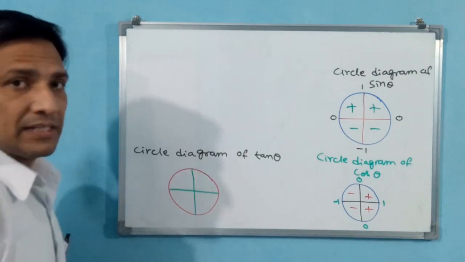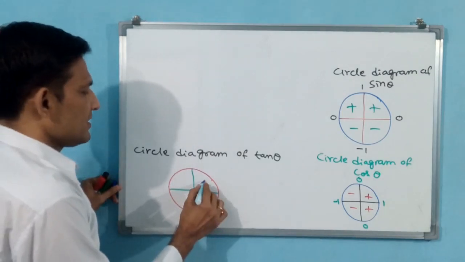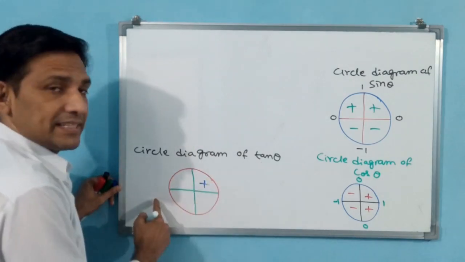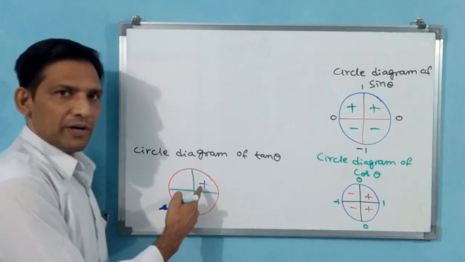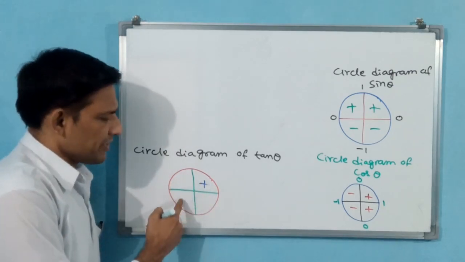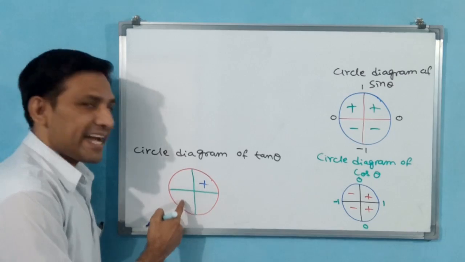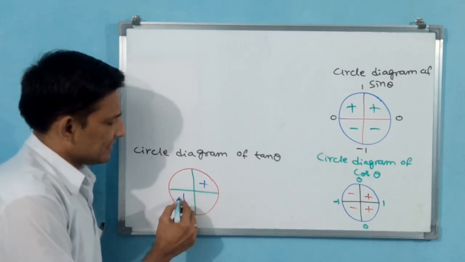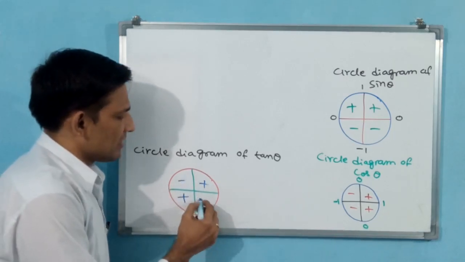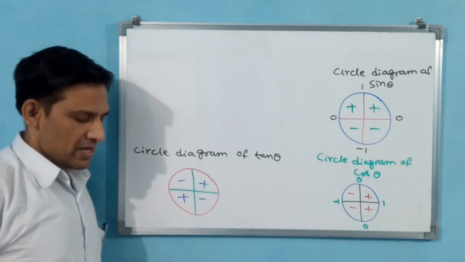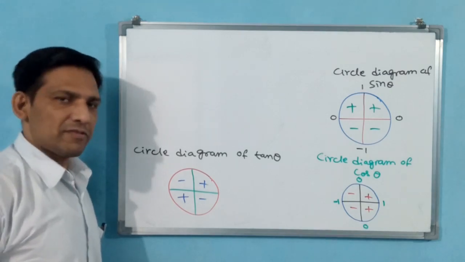Now you see the symbols. This is all positive. This is tan theta, for tan theta I am talking about. All positive. All silver teacups: all, sine, tan, cos. This is tan. Remaining two are negative. Now symbols are over for the circle diagram.